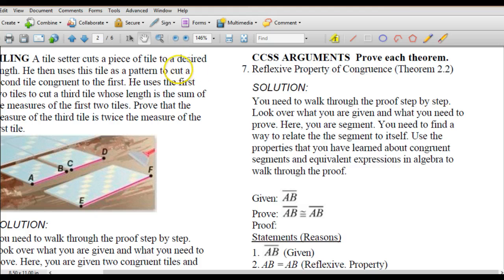On number 7, we want to prove the reflexive property of congruence, theorem 2-2. So our plan for the proof, you need to walk through the proof step by step, look over what you're given, what you need to prove. Here, you are given a segment. You need to find a way to relate the segment to itself. Use the properties that you have learned about congruent segments and equivalent expressions in algebra to walk through the proof.